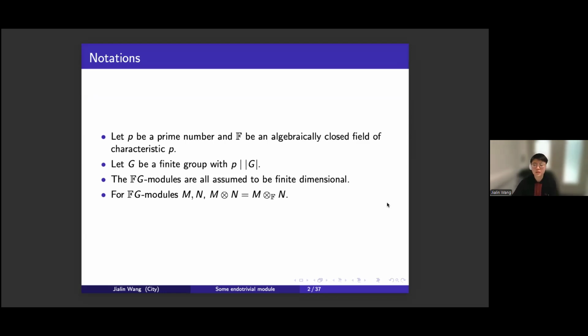P will be a prime number, and F will be an algebraically closed field of characteristic P. And G is always a finite group with order divisible by P, so we do want to consider modular representations. All FG-modules are assumed to be finite dimensional, and taking two modules M and N, the tensor product M ⊗ N, I mean tensor over F, will again be an FG-module.